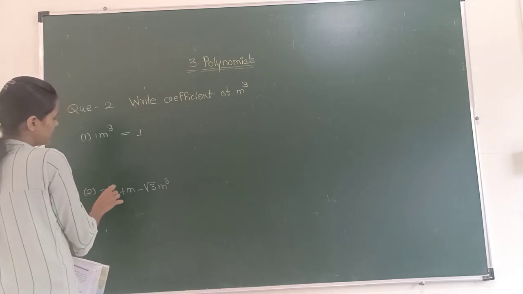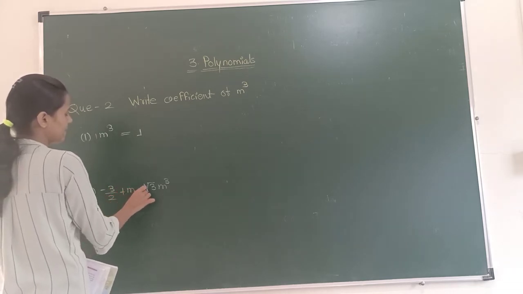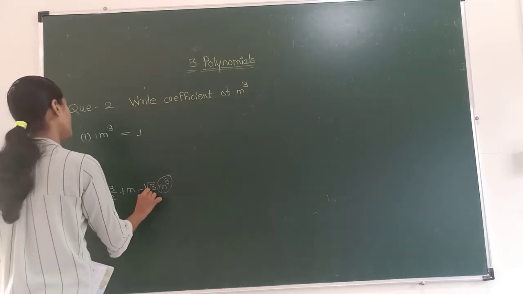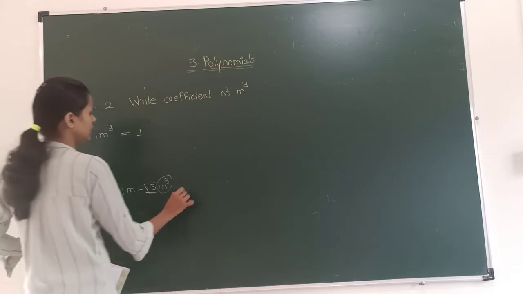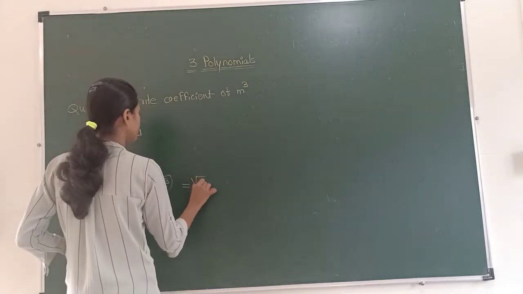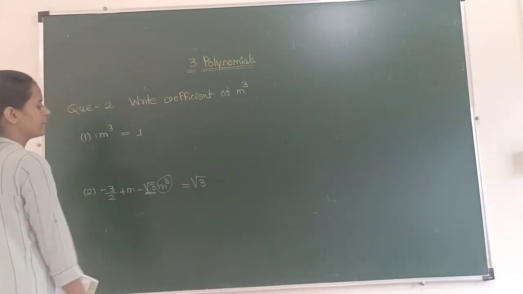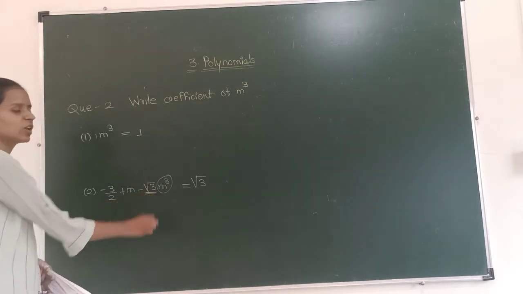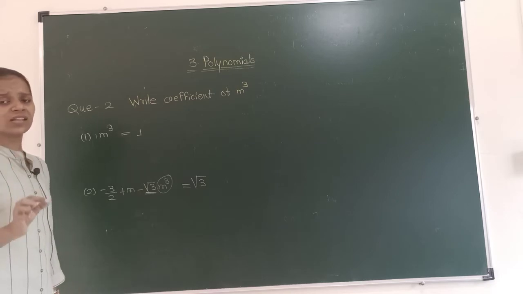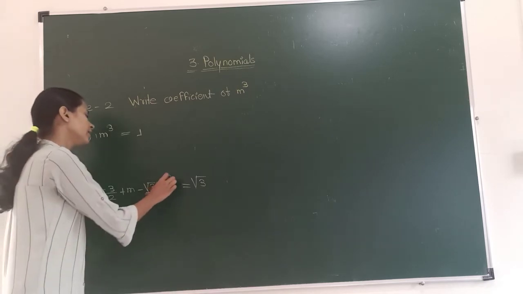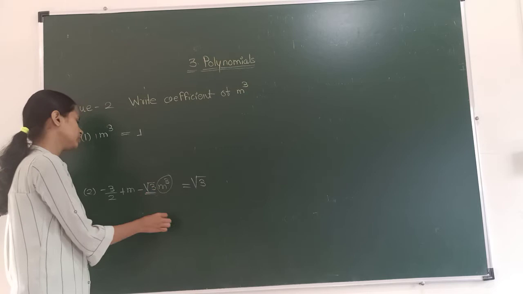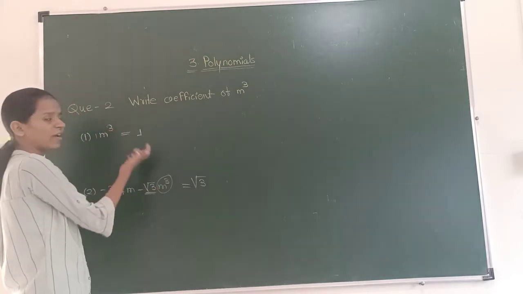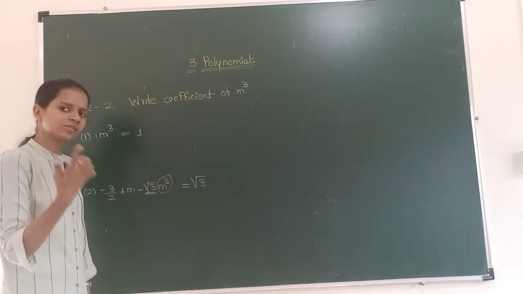Let's see. Second example is minus 3 upon 2 plus m minus under root of 3 m raised to 3. M raised to 3 is here. The number before this is the coefficient. So, the coefficient of m raised to 3 in this polynomial is under root of 3. You know, if they have asked you the coefficient of m cube, then you have to write the number before m cube. That's it. If there is nothing, you have to write 1, because nothing is 1.